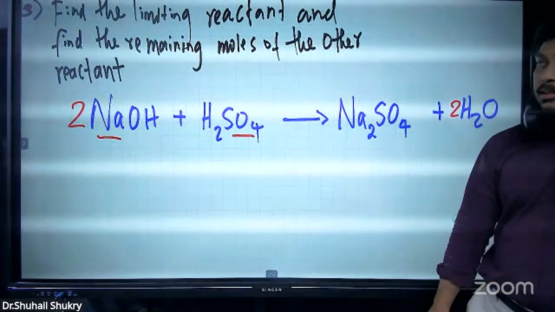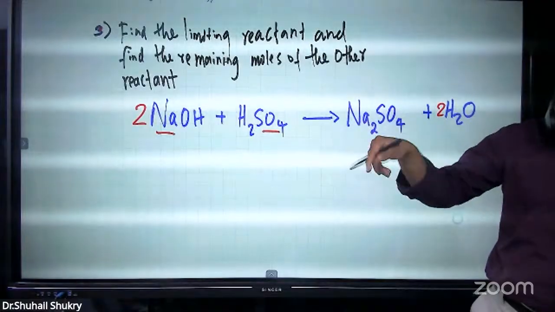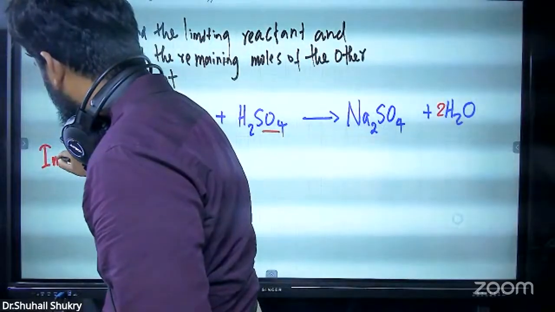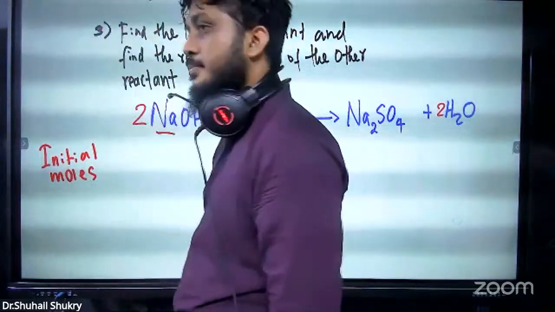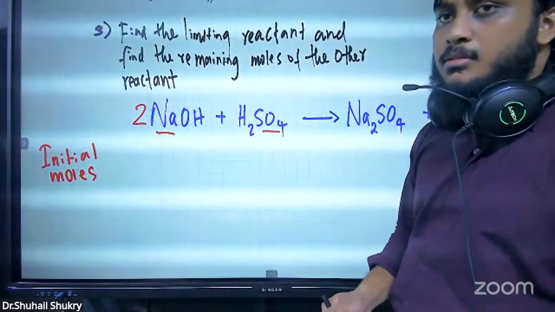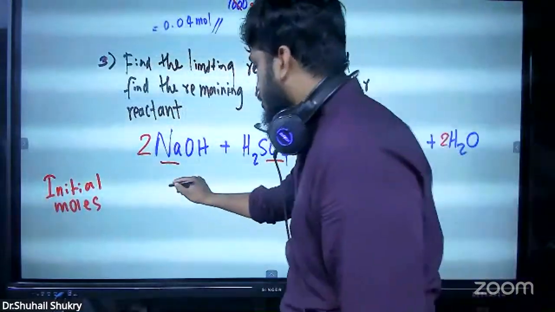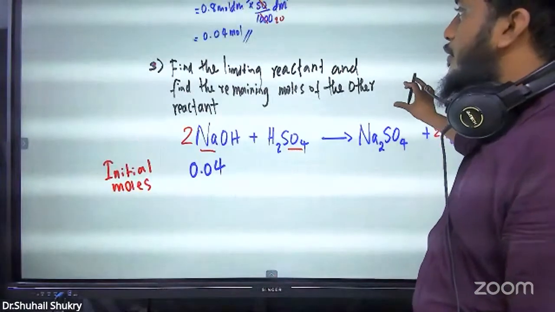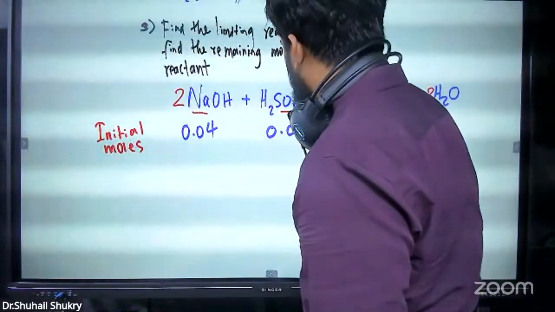Now, carefully observe. First of all, I should write the initial moles, what we put for this. What is the initial mole I am using for sodium hydroxide? 0.04 moles. Sodium hydroxide I have used 0.04 moles. How many H2SO4 moles I have used? 0.01. These are the initial moles I have used.